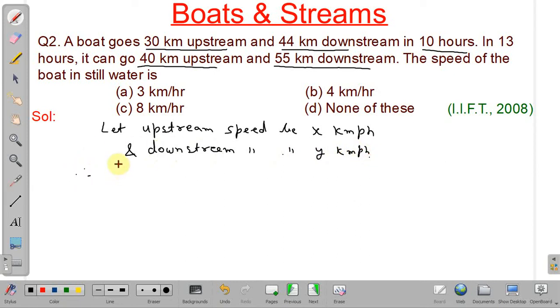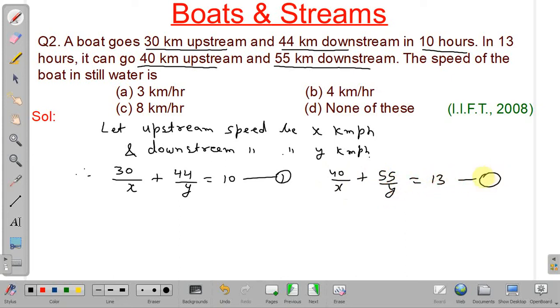Now we have two cases. In first case, 30 kilometer upstream. So distance by speed: upstream speed is x, plus 44 kilometer downstream. So 44 divided by downstream speed y, and it is given as 10 hours. Okay, suppose this is our equation number 1. Similarly, for second case, 40 kilometer upstream. So 40 by x and 55 kilometer downstream. So 55 by y, and it will take 13 hours. So it will be equal to 13.